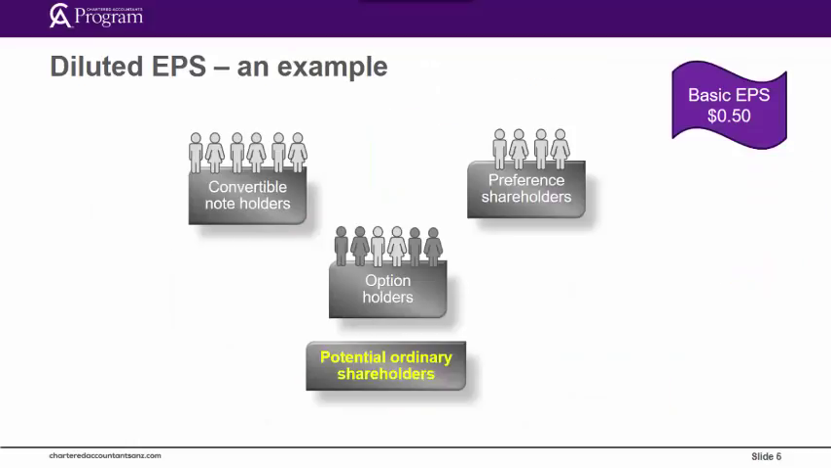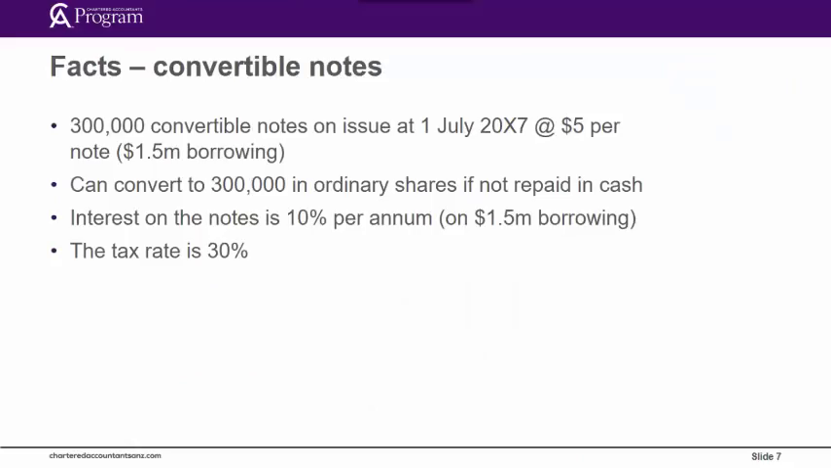Let's look at an example with three instruments: convertible notes, preference shares, and option holders. Let's look at the facts for these convertible notes. 300,000 notes were on issue at 1 July 20x7, and they were issued at $5 per note, so we've got a liability of 1.5 million. They can convert to 300,000 ordinary shares if the liability is not repaid in cash. The interest is at 10% on that 1.5 million borrowing, and the tax rate is 30%.